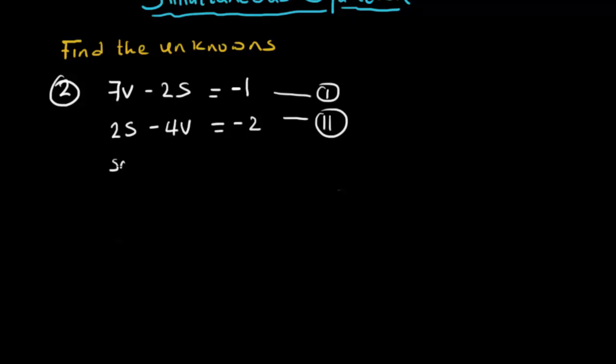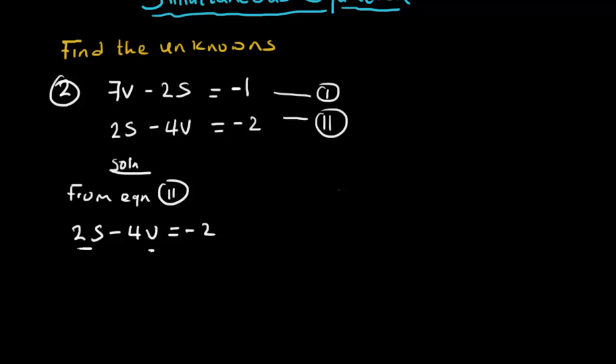So let's do this. We have the solution from equation 2. Now remember, I always tell you to always write that equation. So we have 2s minus 4v equals minus 2. Now I make s the subject of the formula. The reason I pick s is because the coefficient of s is positive 2 and the coefficient of v is negative 4. It's easier to work with positive numbers than negative numbers. All right, so let's do this.